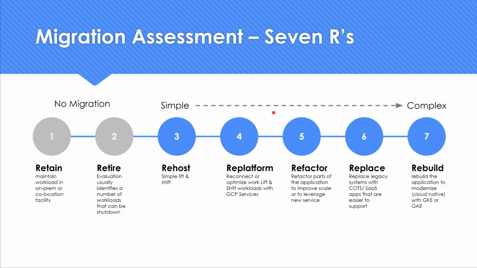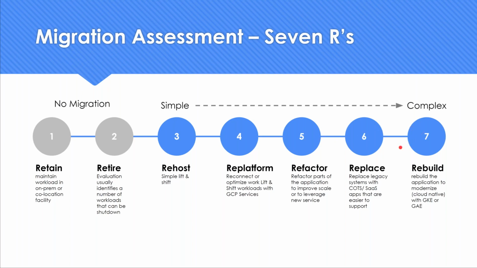Then if you start seeing the value out of it, move on to the next one, which is a little complex: refactoring it. Now you would plan to do something much better here. Instead of running a website on a virtual machine, why don't you use Cloud Run or App Engine? So now you have to do some changes in the code itself, refactoring your application. So that's where the refactoring option comes into the picture.